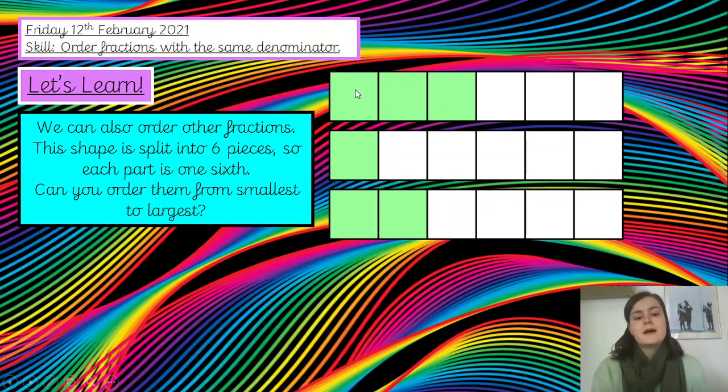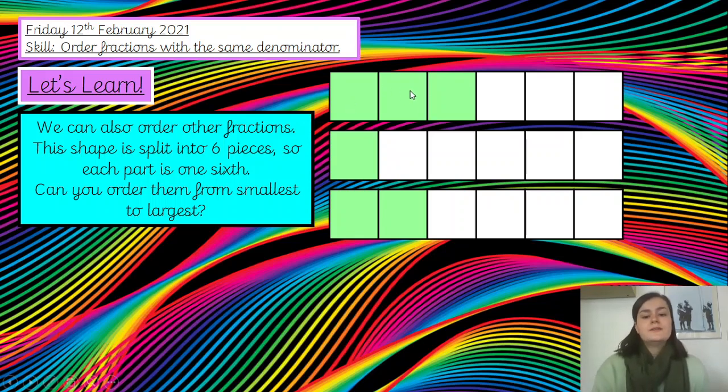So we can see that 1, 2, 3, 4, 5, 6. Each whole bar has been split into 6. So our denominator for all of these fractions is going to be 6. So we need to look at the numerator then, don't we? The top number. How many parts have been shaded? See if you can work out the numerators for each of these bars and figure out then what the fractions would be. Pause the video.